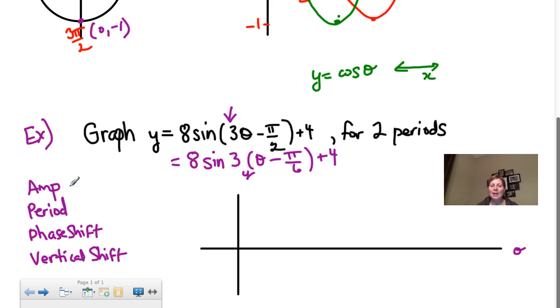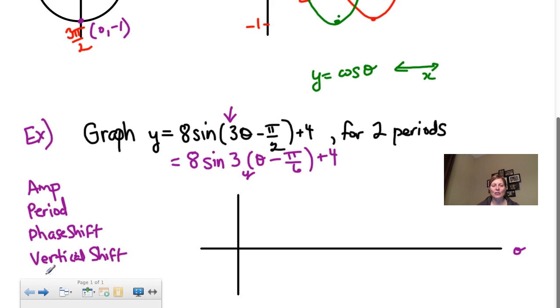Okay, so the amplitude is how high above or below the axis of curve the maximum or the minimum is. The period is how long it takes to complete one cycle. The phase shift is how far I had to move to the left or the right. And the vertical shift is how far above the regular axis of curve my new axis of curve is. So the vertical shift is how far we shifted it up.